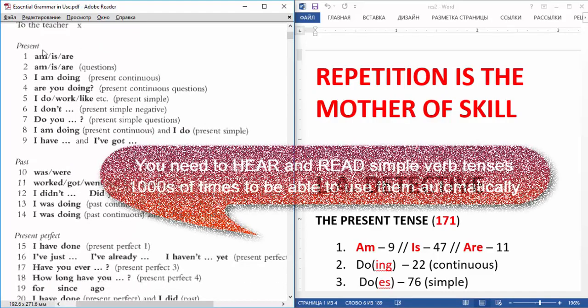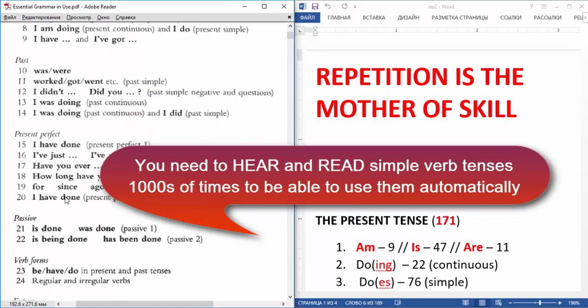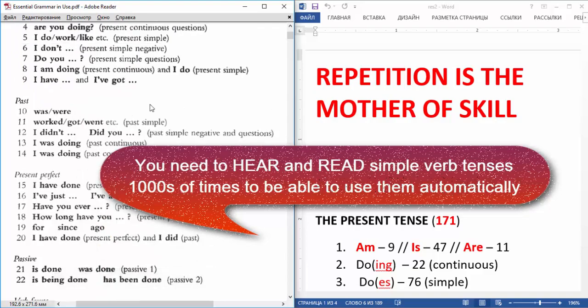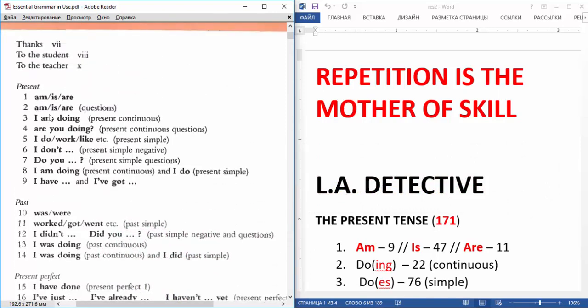In other words, you need to hear and read simple verb tenses such as the past, the present, and the future thousands of times before you begin to use them automatically. Forget about the past, perfect, progressive verb tense if you haven't mastered the simple tenses yet. Got it? Great. Now, let's do a little research together.